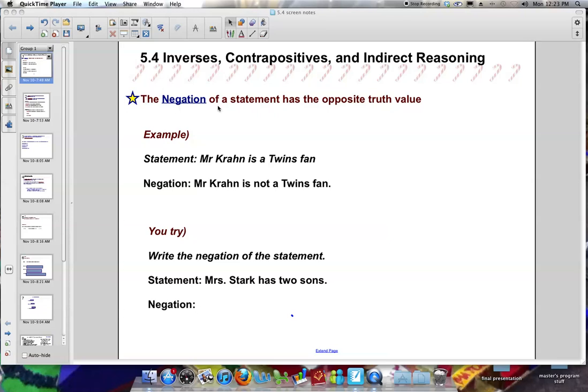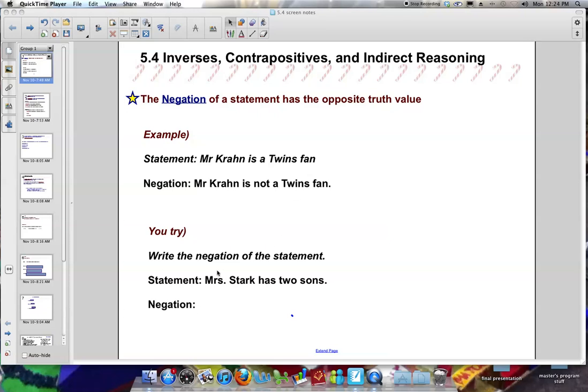The new word is negation. It means to take the opposite value of the statement. An example of an original statement would be, Mr. Cron is a Twins fan. The negation of that would be to take the opposite value of the statement. So in this case, it would be, Mr. Cron is not a Twins fan.